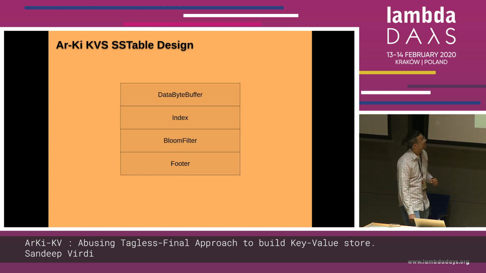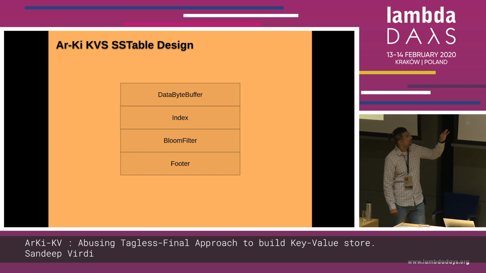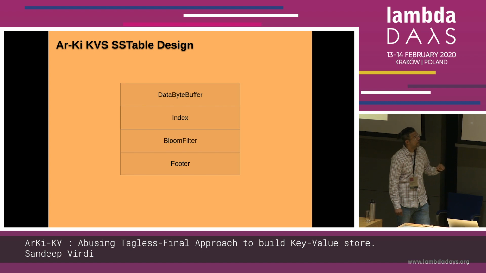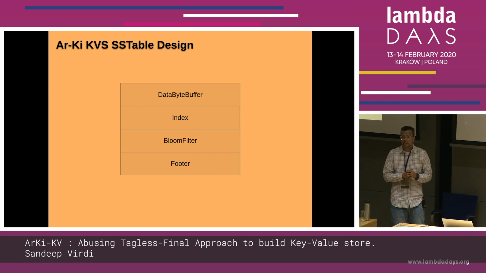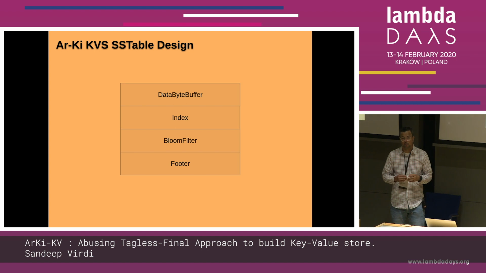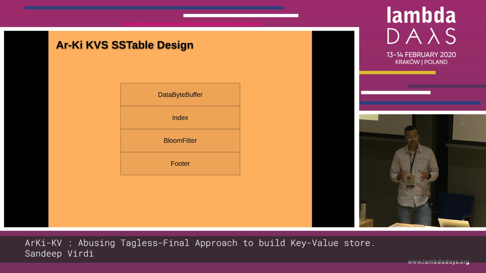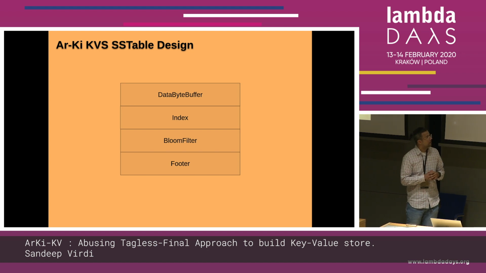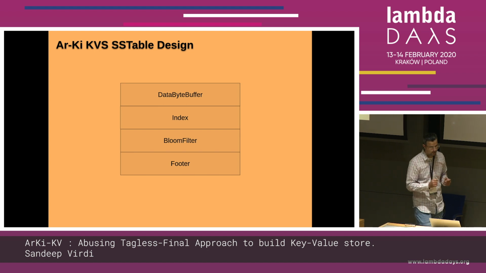All right, so this is the SS table designed for ArKi key value store. It has a data byte buffer, index, Bloom filter, and footer. So data byte buffer contains the data that's page aligned. The page size on most architectures is 4K. And so you can think of page as a basic unit of data transfer from main memory to an external device. In this case, it's a disk. So this is also called paging or swapping if you're going back and forth in the data.